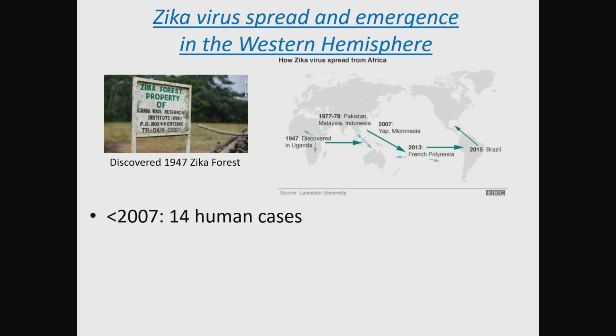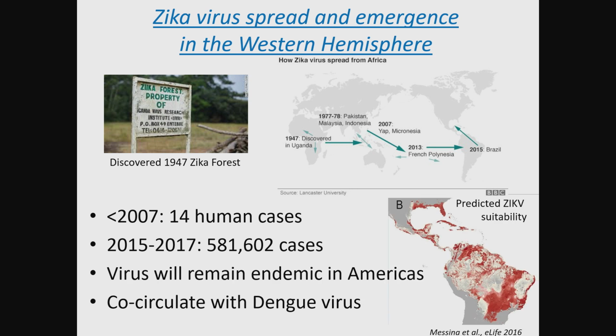Then the virus began to spread across the Pacific. In 2007, there was an outbreak of Zika in the Yap Islands of Micronesia. Then in 2013, the virus reached the French Polynesian Islands, and by 2015, the virus reached the shore of Brazil. From here, the virus spread throughout South America, Central America, and even up into North America. From 2015 to 2017, there were more than 500,000 human cases either documented or suspected, and the virus is predicted to remain endemic in the Americas.